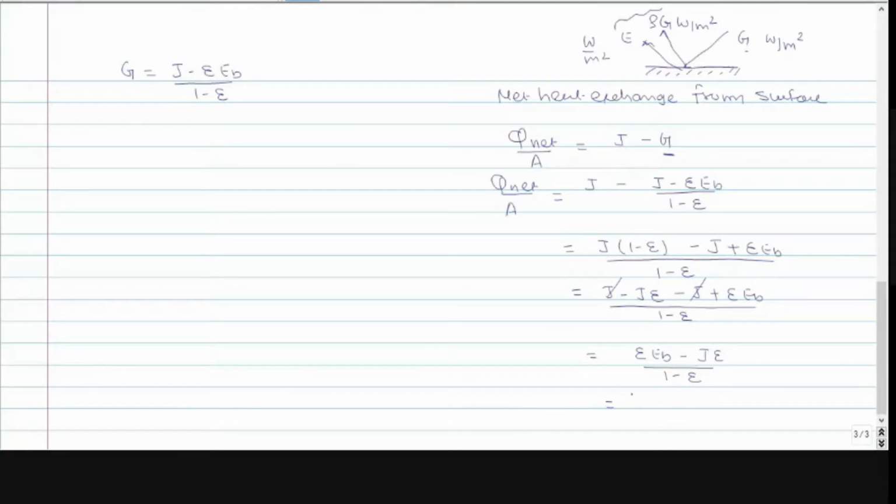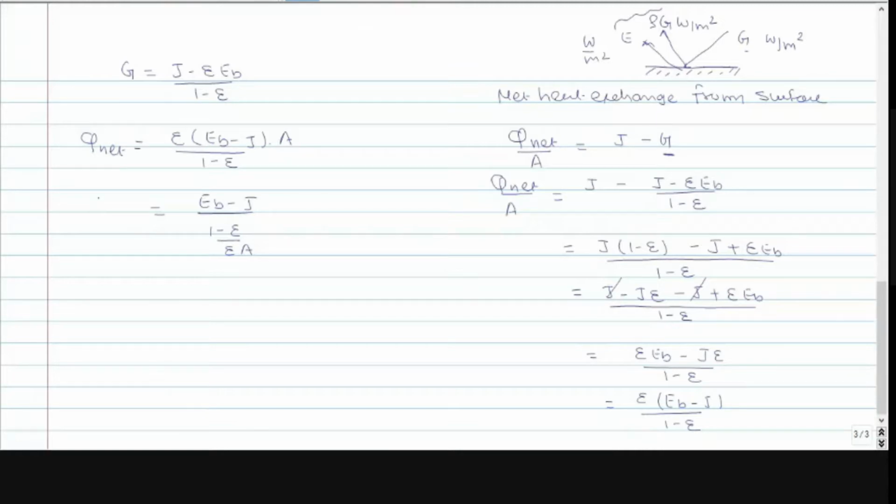I take this emissivity as common from both sides. So it becomes E times (EB minus J) divided by 1 minus E. Now from this expression I write the Q net, that is the energy leaving per unit time. So I need to multiply it with the area. So it is E in the bracket (EB minus J) into A divided by 1 minus emissivity. If I rearrange the terms, then it becomes (EB minus J) divided by (1 minus emissivity upon emissivity into area).